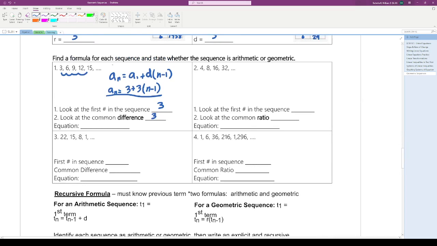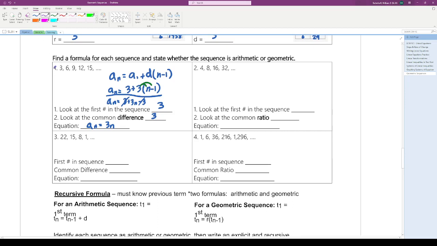We could distribute, so I can distribute this 3 here to the n and the minus 1, and that would give me an equals 3 plus 3n minus 3. And then I can cancel out these 3 and negative 3, and my simplified explicit is simply an equals 3n. The other way that we can get to our simplified explicit formula, if you recall, is to go backwards in the series and find the 0th term.